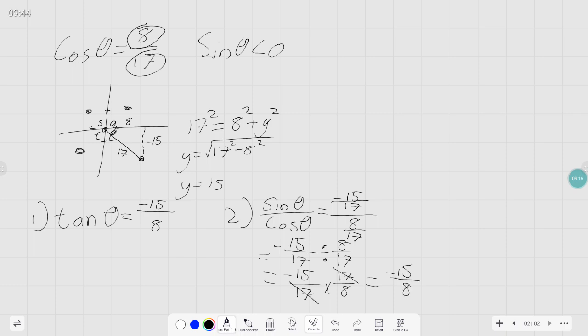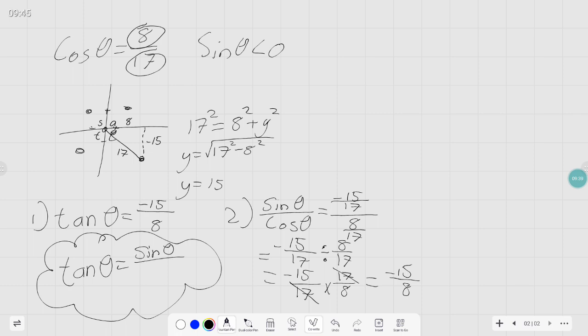But what was tan of theta? It was negative 15 over 8. So this is our first identity that is introduced to us. We know that tan of theta is the same as sine of theta over cos of theta. Okay, so that's the first one that's introduced to us.